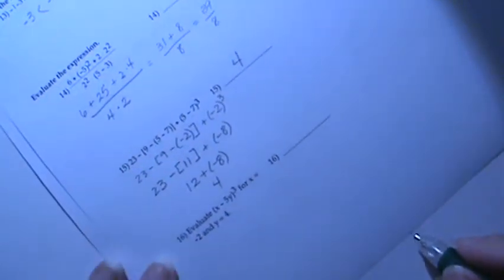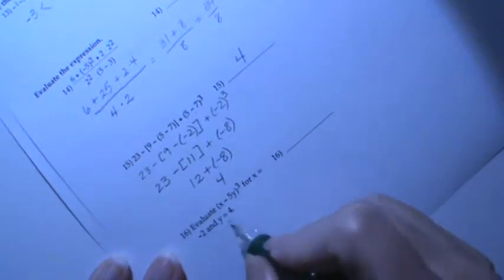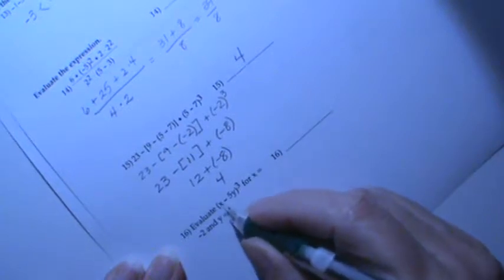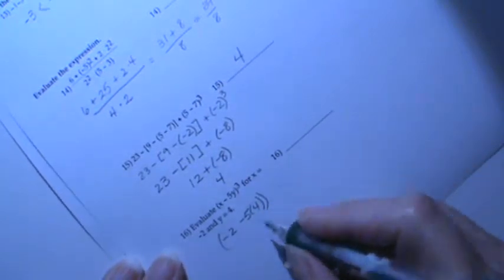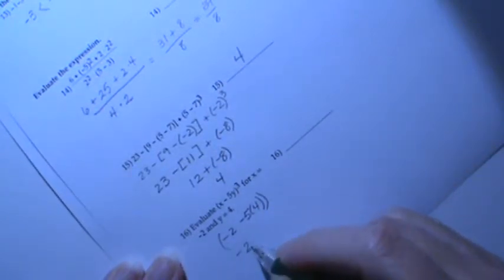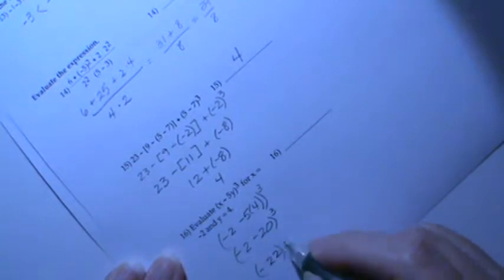Okay, number 16, we're going to evaluate. We have a couple of variables in there. We have some values for the variables. X is -2, Y is 4. So we're going to replace the X with -2 and the Y with 4. So we have -2, and then -5 times 4 would be -20. Oops, and we're cubing that. Carry that along.